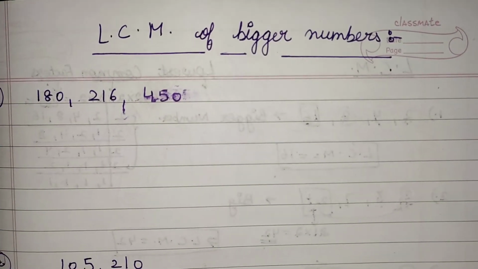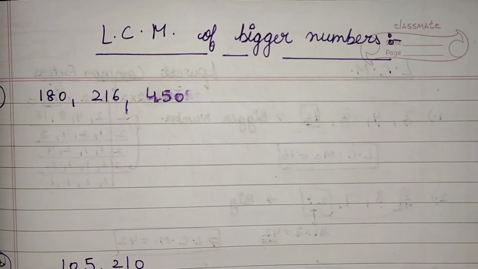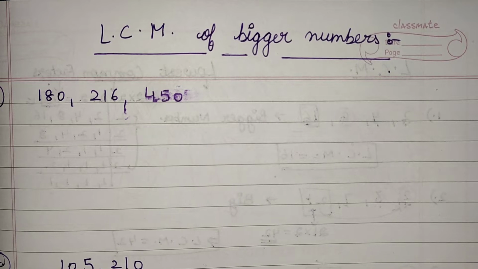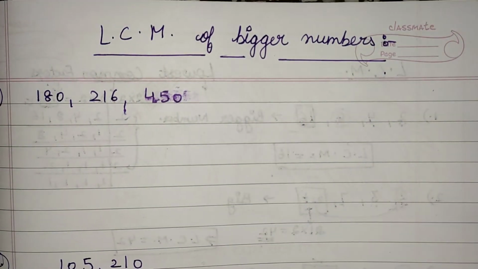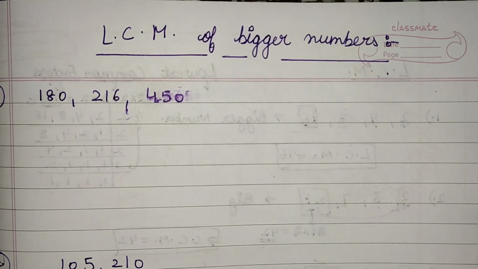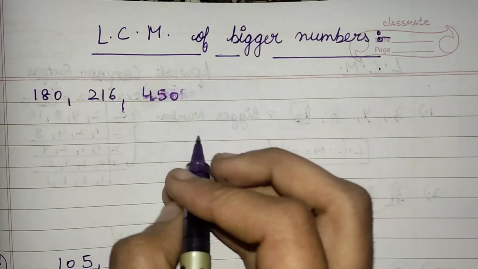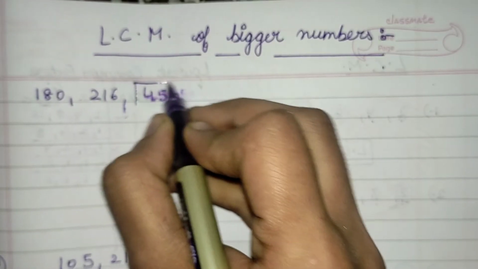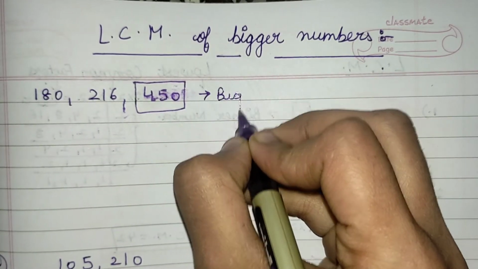So let's start today's topic, which is how to find the LCM of bigger numbers. In the previous video we discussed how to find the LCM by using the trick within a few seconds, right? In that video we took some smaller numbers to understand the trick. Now we are going to work on bigger numbers. Okay, so let's start now. So what was the trick? The trick was that we first select our bigger number.